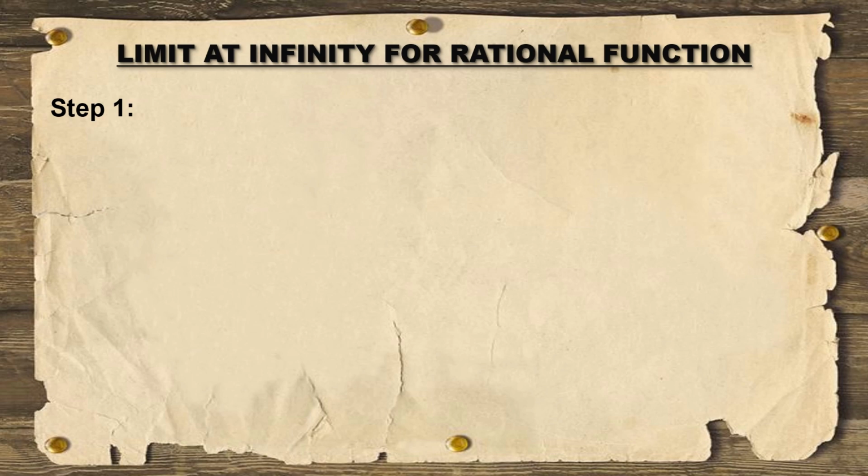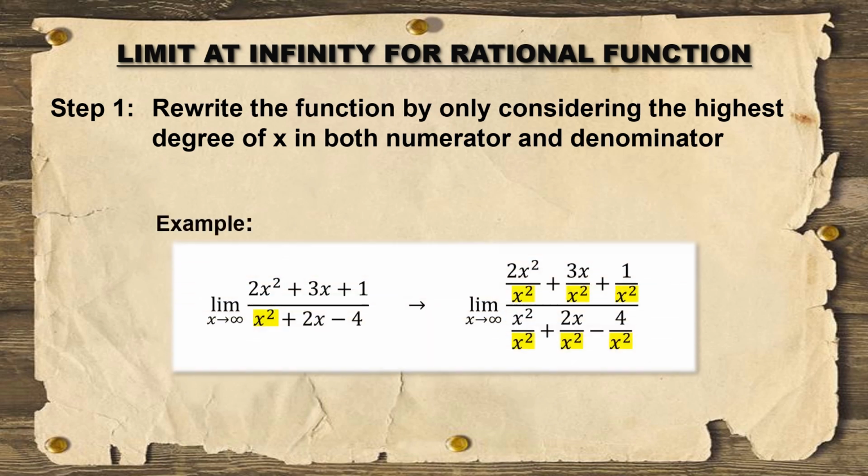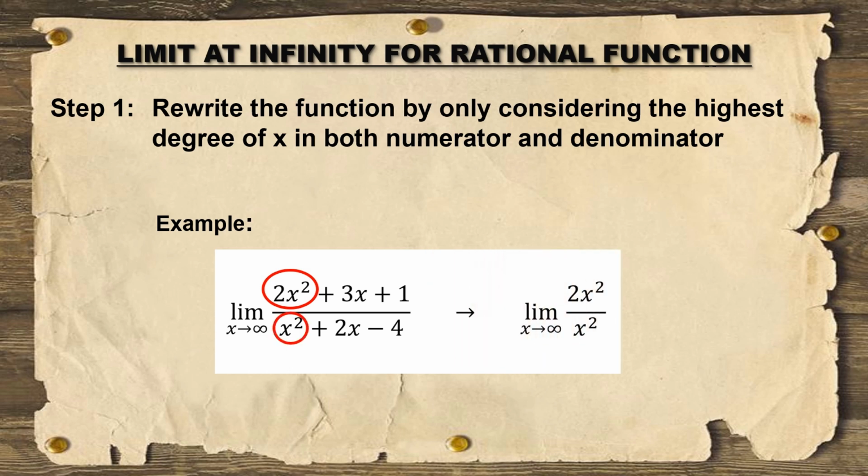Just kidding. The first step is to rewrite the function by only considering the highest degree or power of x in both numerator and denominator. As an example, for the previous function, instead of dividing every single term like we used to do, now we just have to consider the highest power of x. As we can see, the highest degree of x in numerator is x squared and the highest degree of x in denominator is x squared as well. Therefore, we can rewrite it into this.